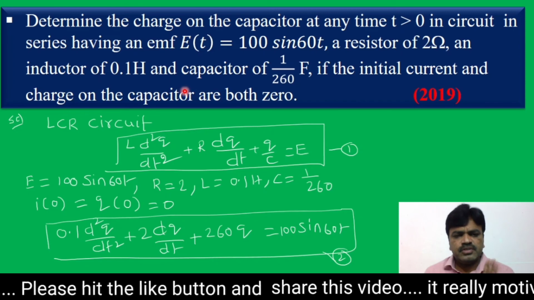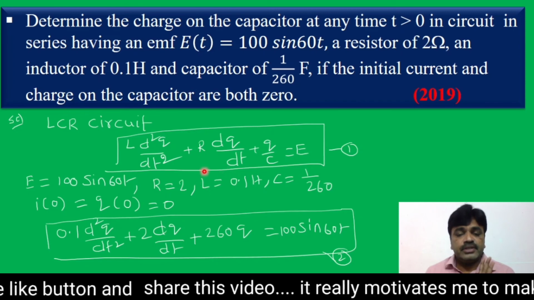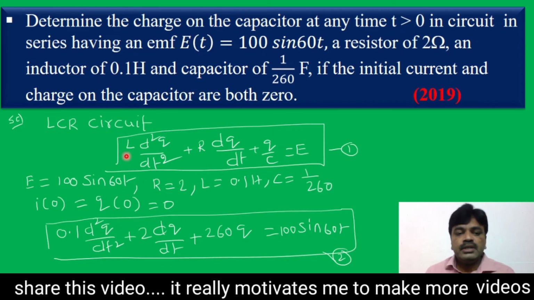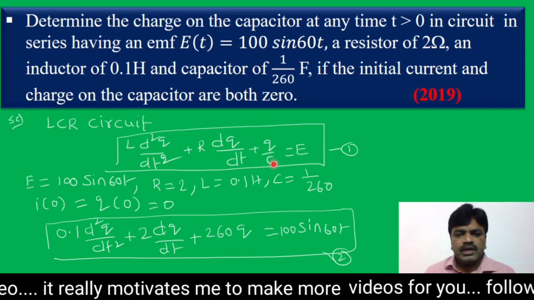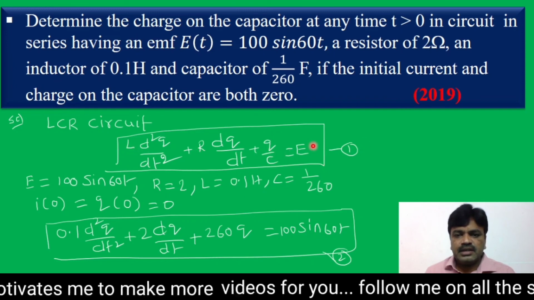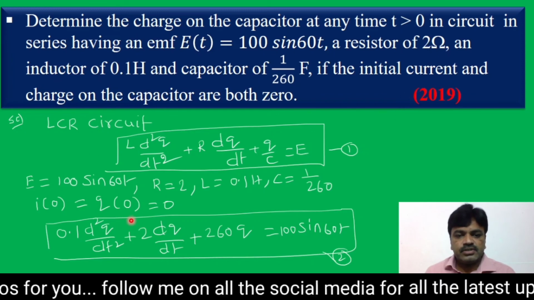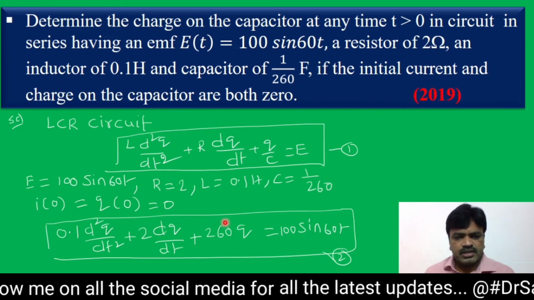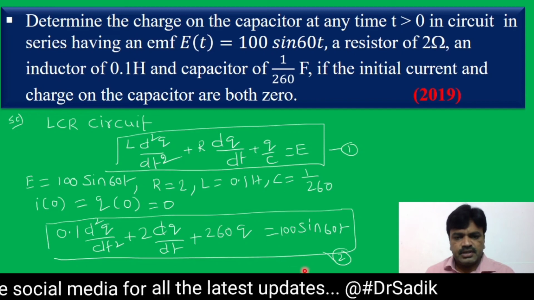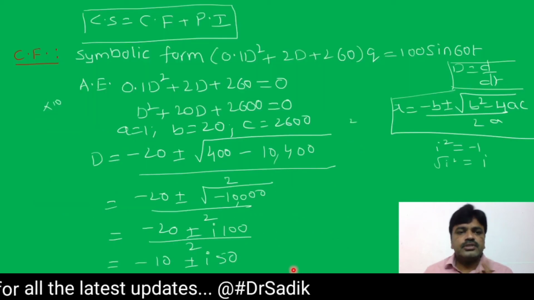We are solving simply a linear differential equation. Please remember. Now given the L value, R value and C value here and the E value also. And moreover he has given two conditions here: I of 0 is equal to 0, Q of 0 is equal to 0. Simply I substitute all these things in this equation 1. So this is 2. So what is the complete solution here?